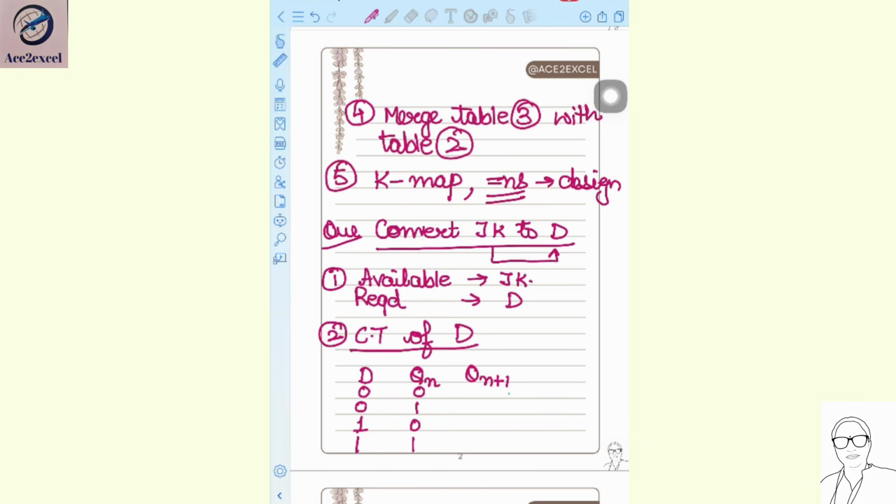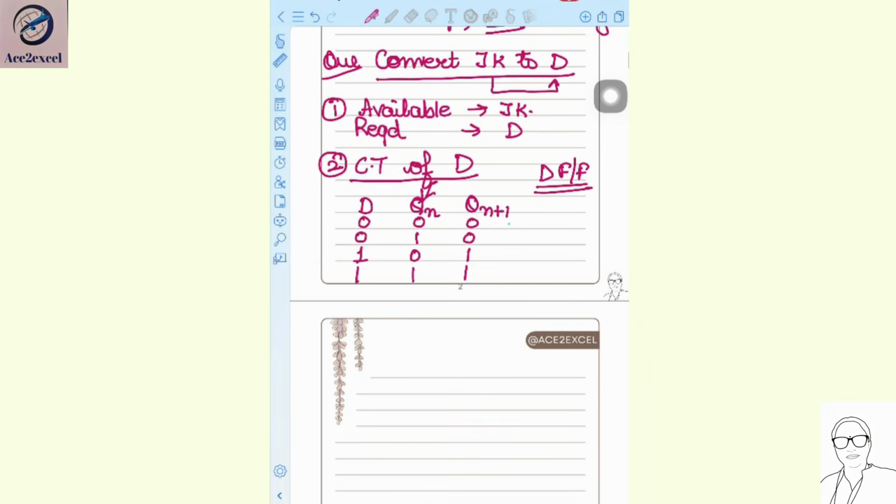Now, for a quick reference, D flip-flop is known as data flip-flop. When I say so, if D is 0, output is 0. If D is 1, output is 1. D flip-flop is not dependent upon present state. Next state is always equal to D. So this is the characteristic table.